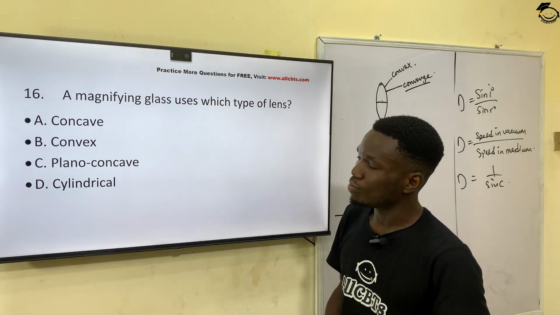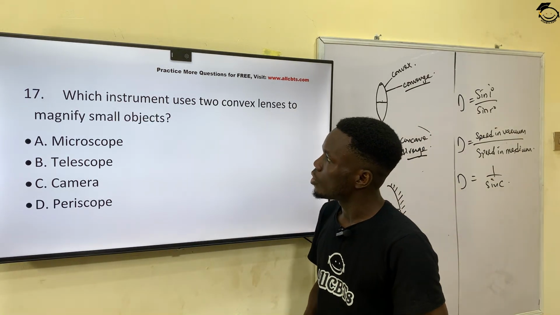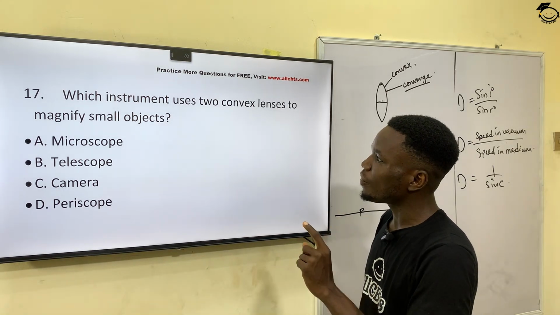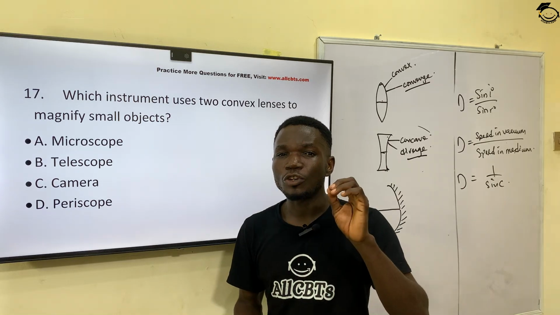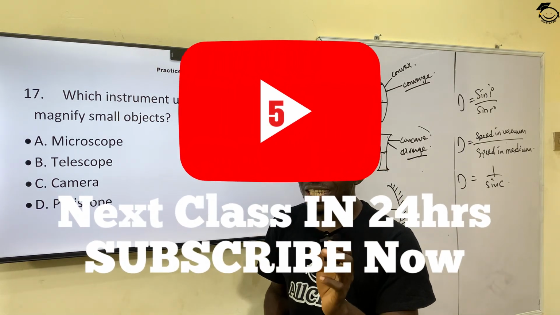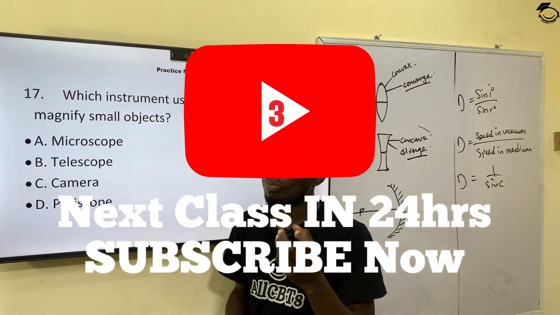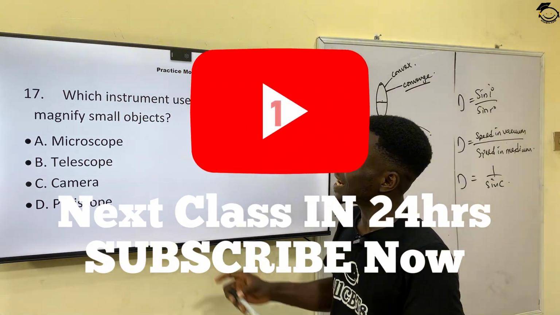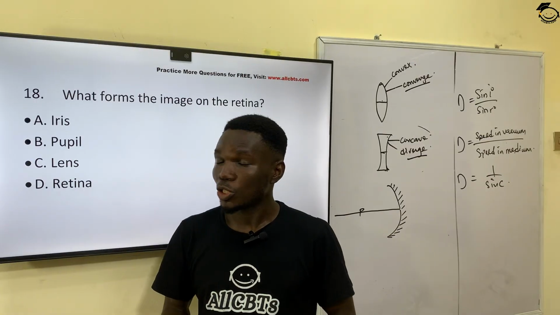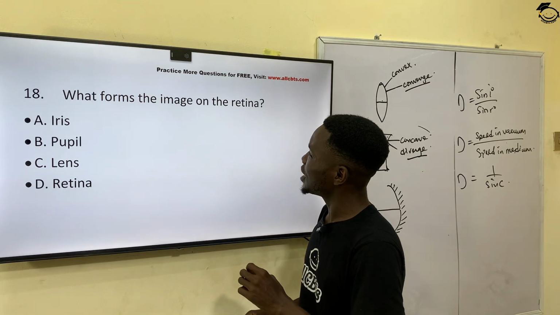Moving on to question number 17, it says which instrument uses two convex lenses to magnify small objects? Now, in the tutorial video, I explained that a microscope uses two convex lenses to magnify small objects, and that the correct answer here is option A, which is microscope.